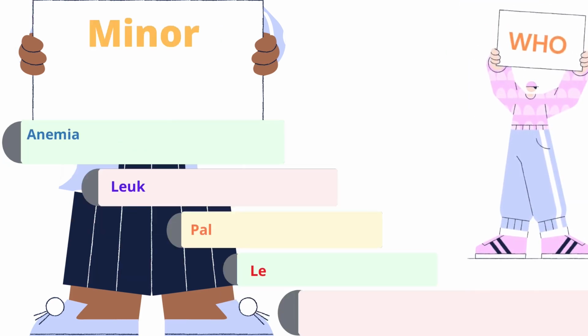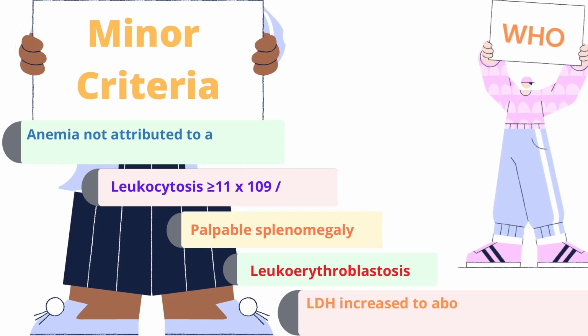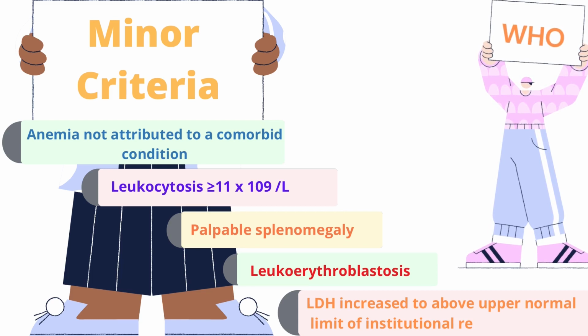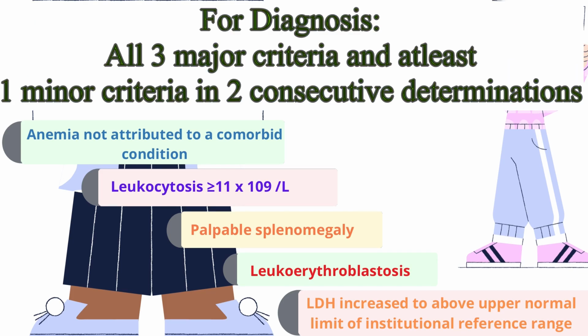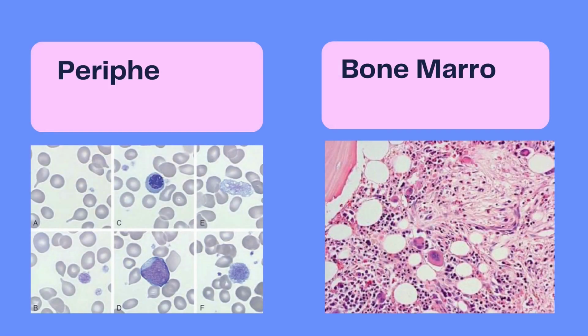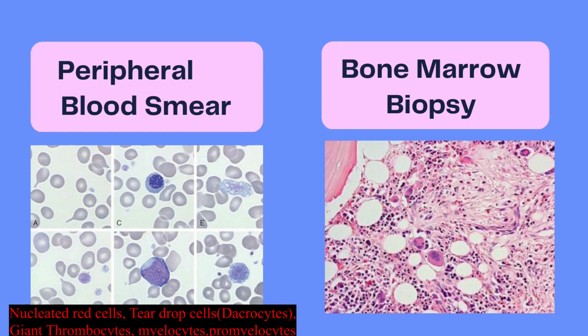The minor criteria include anemia not attributed to a comorbid condition, leukocytosis greater than 11,000, palpable splenomegaly, leukoerythroblastosis, and LDH increased to above the upper normal limit of the institutional reference range. Likewise, in the peripheral blood smear, we can see nucleated red cells, teardrop cells, that is dacrocytes, giant thrombocytes, and myelocytes and promyelocytes may also be present.